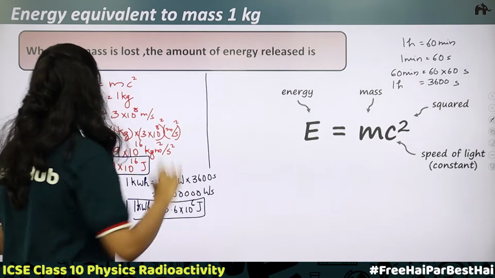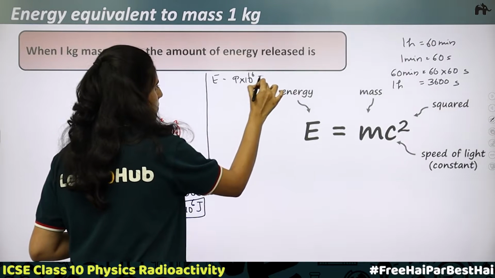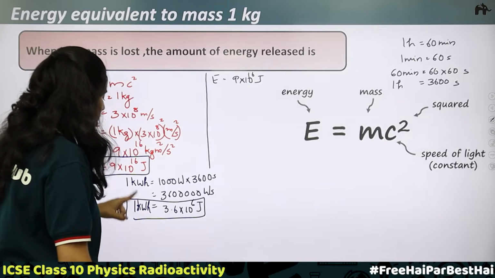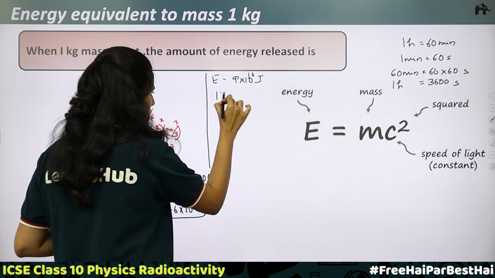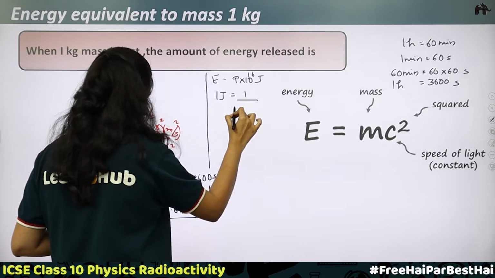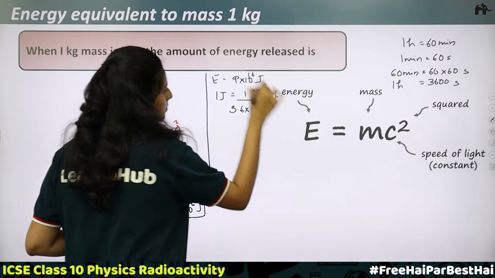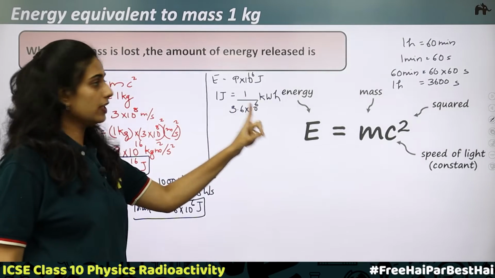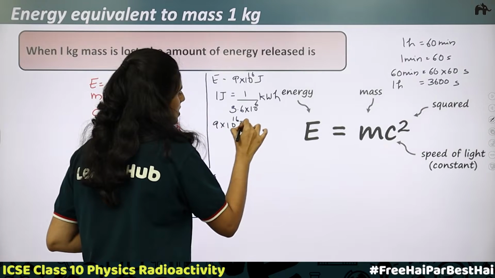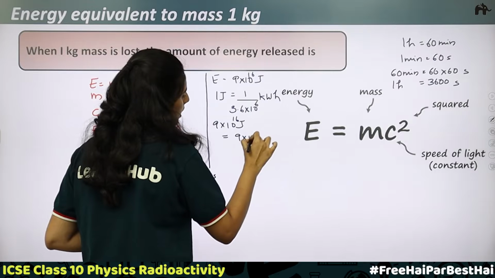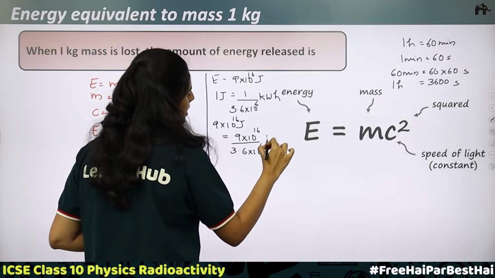Now, here we have energy is equal to 9 into 10 raised to 16 joules. We got 1 kilowatt hour is equal to 3.6 into 10 raised to 6 joules. Then what is 1 joule? 1 joule will be equal to 1 by 3.6 into 10 raised to 6 kilowatt hour. If 1 joule is so much, then what is 9 into 10 raised to 16 joules? It will be equal to 9 into 10 raised to 16 divided by 3.6 into 10 raised to 6 kilowatt hour.